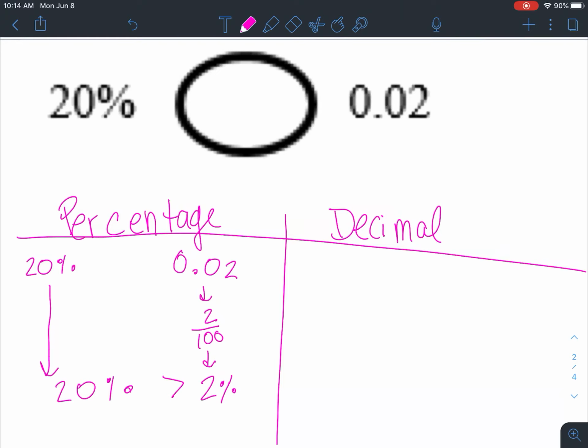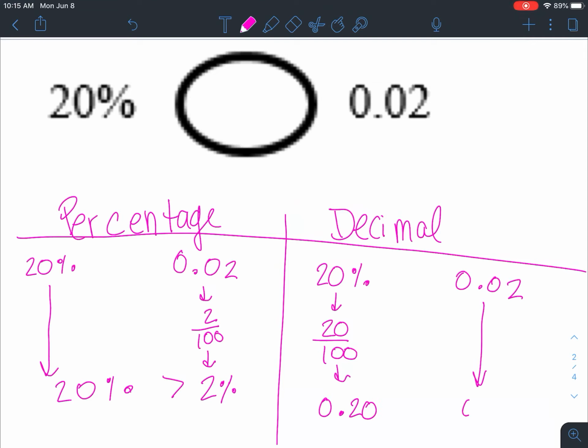Now let's solve this as a decimal. Again, I'm starting with 20%. 20% is like having 20 out of 100. If I have 20/100ths, I can write this as the decimal number 0.20. When I'm comparing 20/100ths versus 2/100ths, think about it in your head. Would you rather have 20 or 2? 20/100ths is a larger number than 2/100ths. Again, we get the same answer.